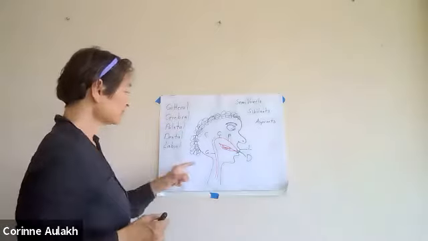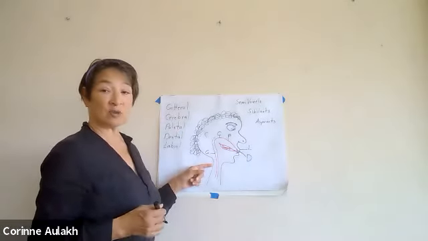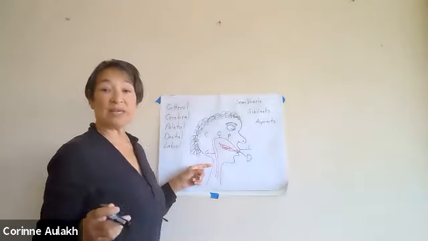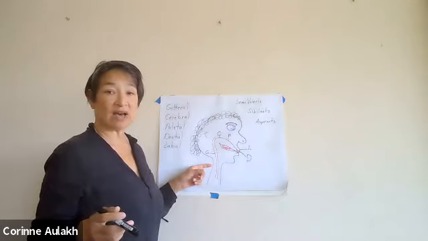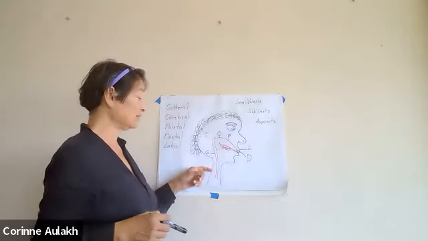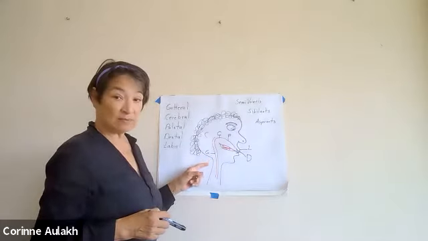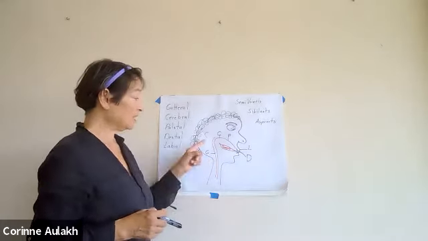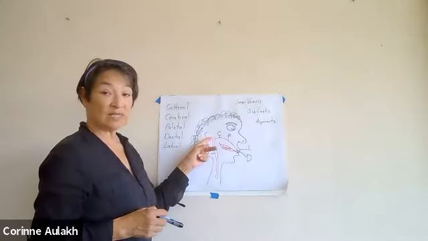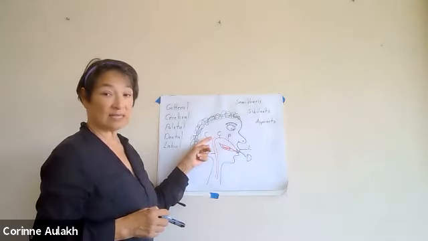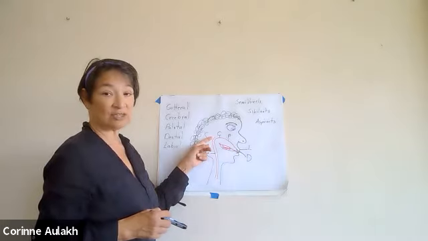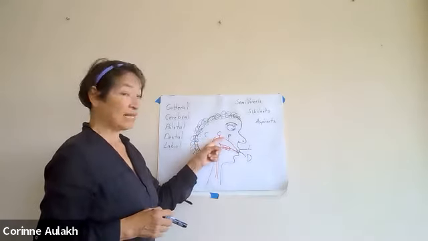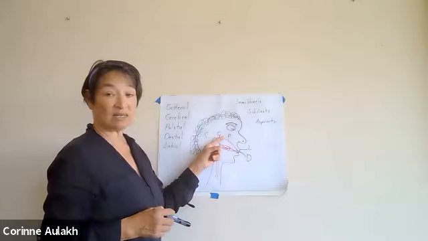So, guttural starts with the KA sound. And it might be easier if you pull up the PDF file and look at it while I'm talking. The guttural sound starts with the K, KA. Cerebral starts with the C, cha, CH sound. Palatal starts with the ta, TA sound.